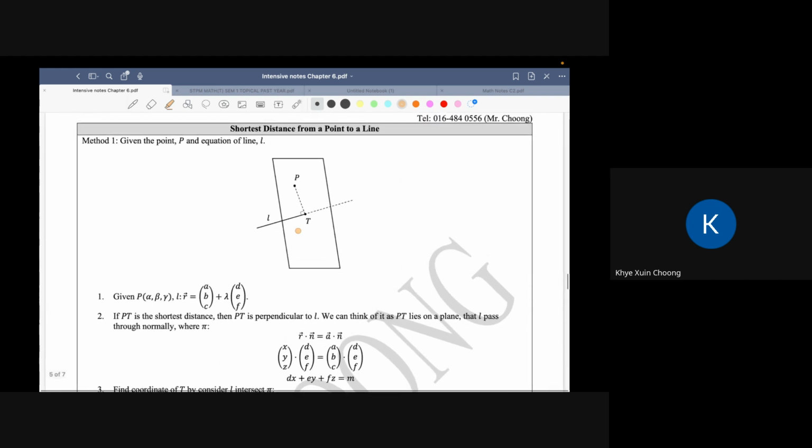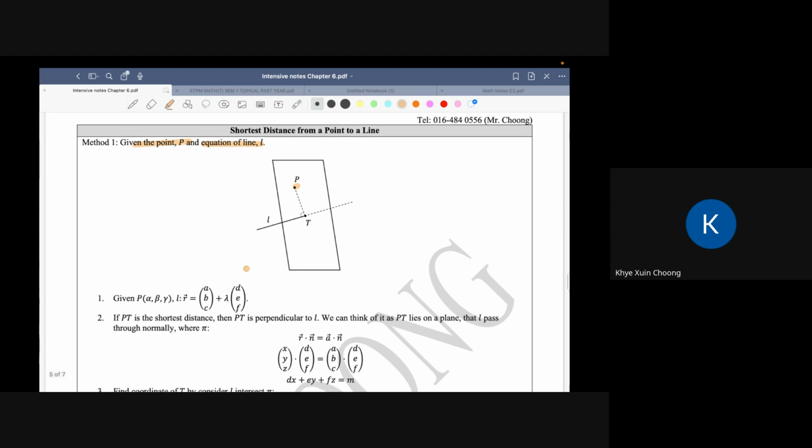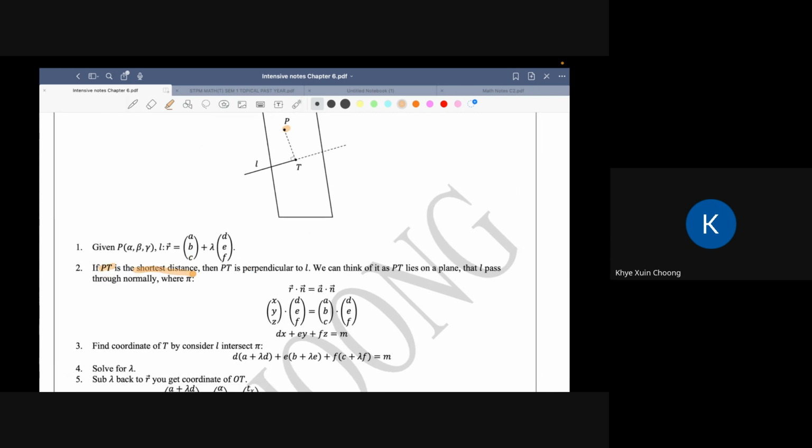For this method, it doesn't require you to know another point on the line. So if you don't know another point on the line, this is what you can do. Given that the point P and the equation of line, it just gives you one point P. If PT is the shortest distance, then PT is perpendicular to L. So PT must be normal to the line L, right? So we think that PT lies on the plane that the line passes through normally.